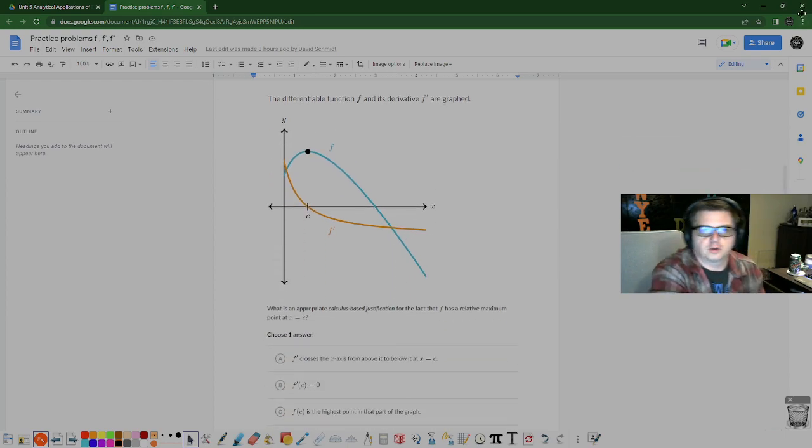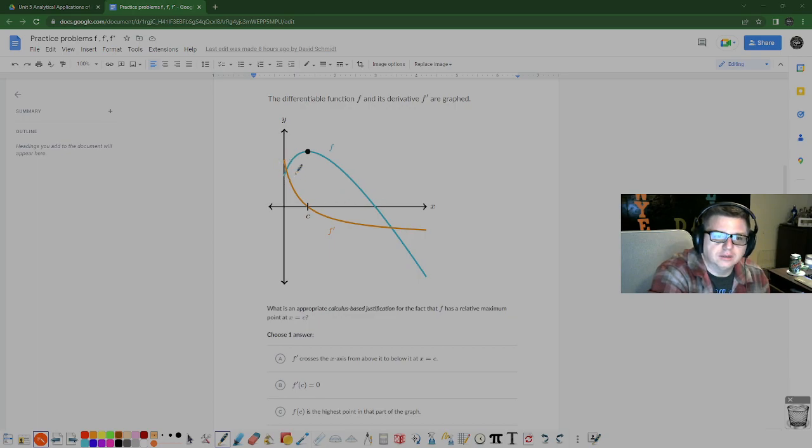The differentiable function f and its derivative f prime are graphed. So we have f. First rule of graphs for all my calc students is know what graph you're looking at, and they color coordinate them. And please pay attention to that when you're taking that AP exam.